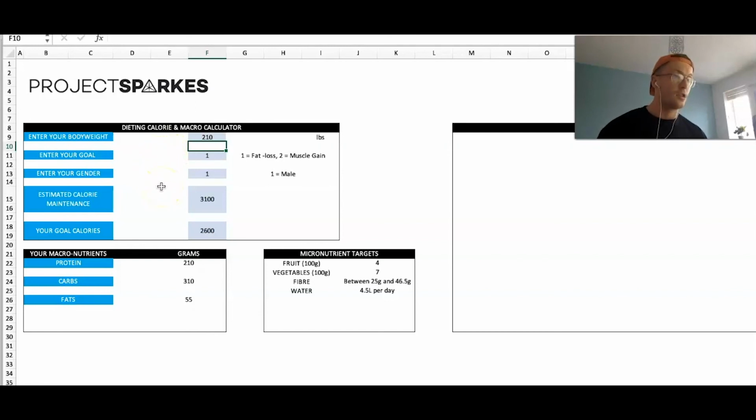Based on my calculations, my spreadsheet is saying that my maintenance calories, so to remain the same weight for a prolonged period of time, I need 3,100 calories a day. It's quite a lot of food, so that's good going. However, if we want to lose fat, which is why you might be here, you need to be in a calorie deficit. So as you can see here, that's a 500 calorie deficit, so down to 2,600 calories. That's all well and good. You could go away and just start tracking your calories now and you'd get great results, because remember, your energy balance dictates most of your body composition.